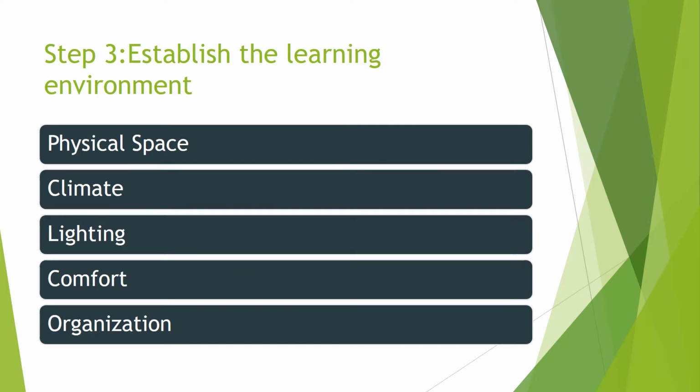The third step in the dynamic instruction design model is to establish and create the learning environment. Students' environment is important for instruction. The space should be organized and inviting. When a child feels comfortable in a classroom, they are willing and ready to learn. We as teachers create a safe learning environment in the classroom by using vibrant colors, flexible seating, lighting, and controlling the climate.